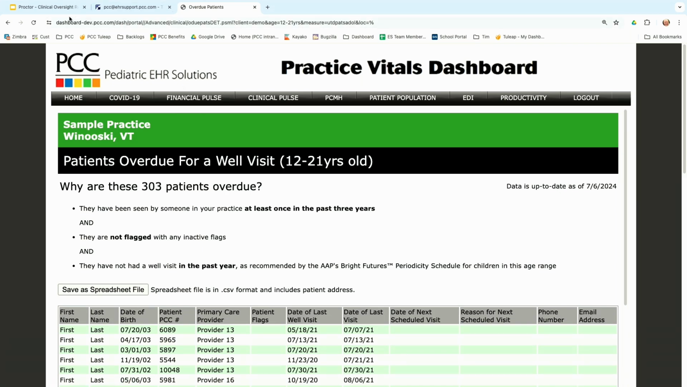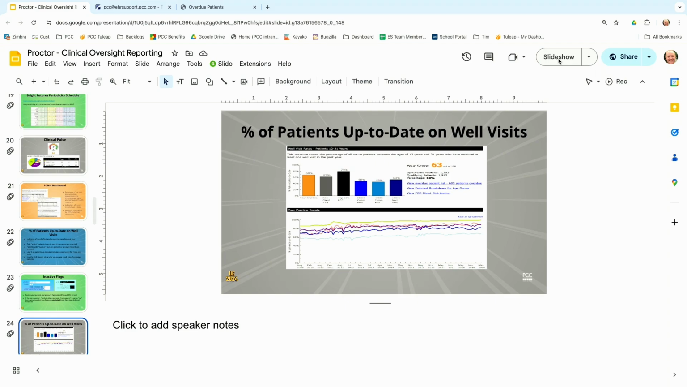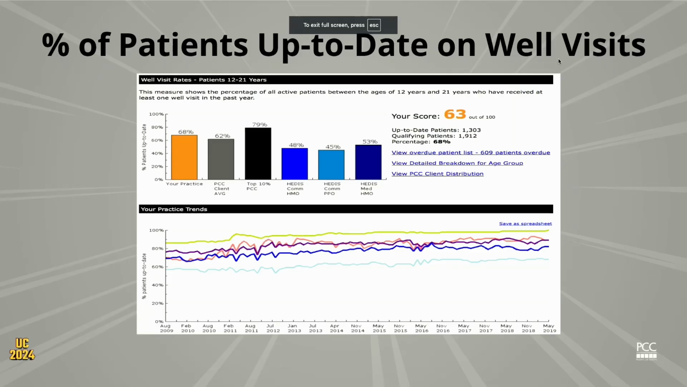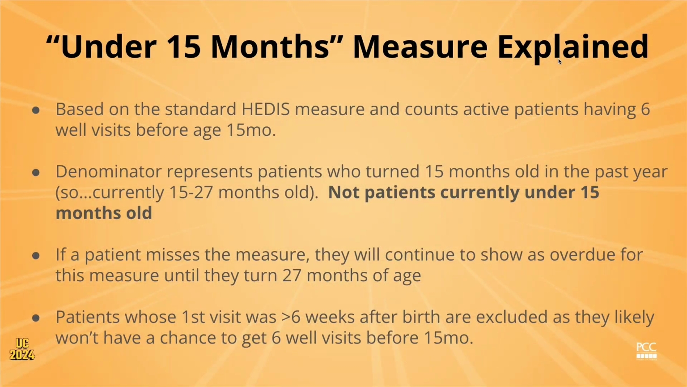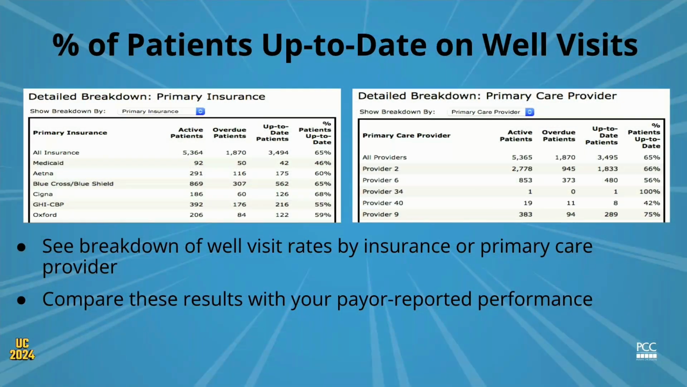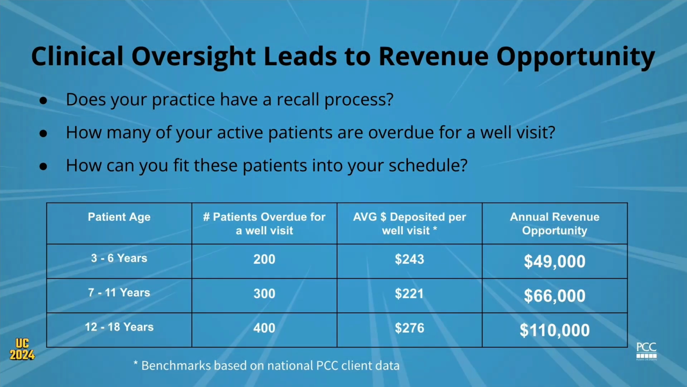All right, well, that's well visit rates. I mentioned this, the under 15 months, and I mentioned the breakdown by different categories here. I want to emphasize that clinical oversight of your practice, strategic oversight, looking at dashboard measures, in particular well visit rates, leads to revenue opportunity. There's so much opportunity out there for improving your revenue at your practice just by focusing on these measures and recalling these patients.